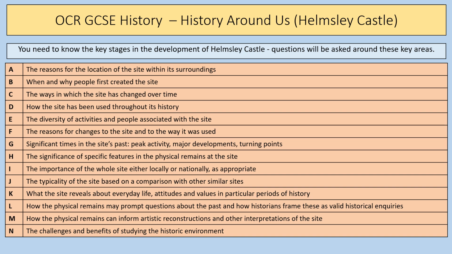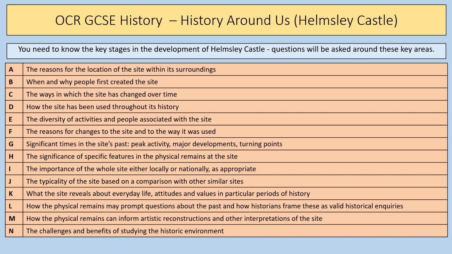E is diversity of activities and people associated with the site. So the different types of activities that have taken place on the site, like hunting or things like military activities, for example, but also the diversity of people. So which type of people owned the castle, who worked at the castle, who made use of the castle as well. So diversity is all about similarity and difference, that second order concept.